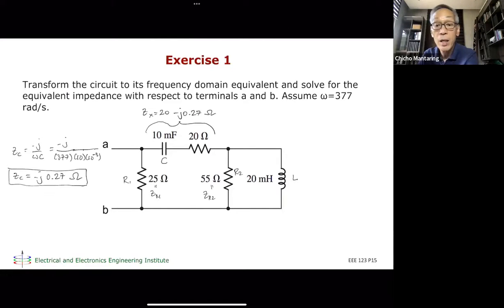Okay. Now what about Z of L? Z of L is equal to J omega L. This is by formula, no? So this is J 377. Our L is 20 millihenries, so this is 20 times 10 to the minus 3. If I compute that, I'm going to get J 7.54 ohms.